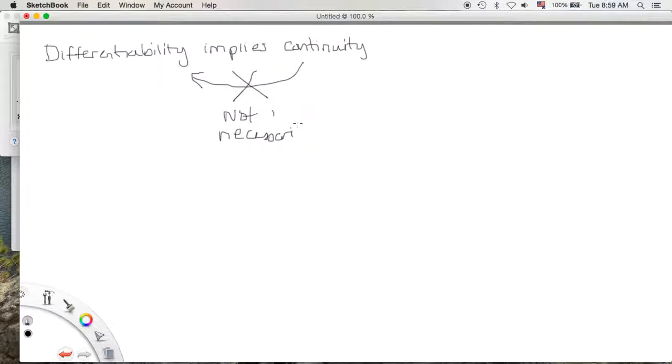All right. So if you have a continuous function, it's not necessarily differentiable, because like that absolute value function we looked at, it's continuous everywhere. But at this point right here, we can't find the derivative.